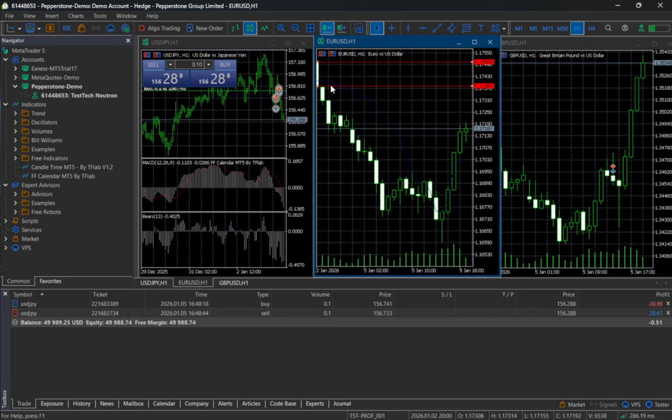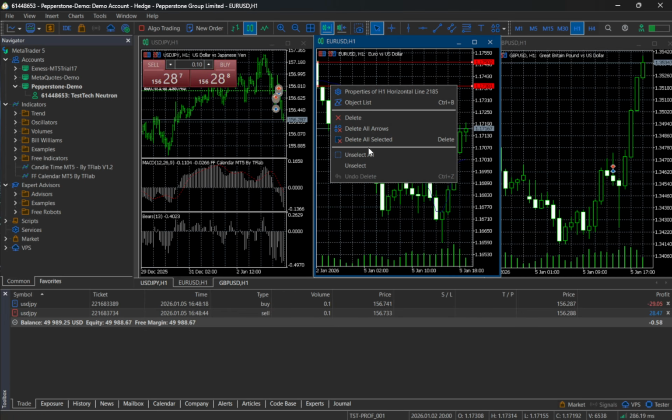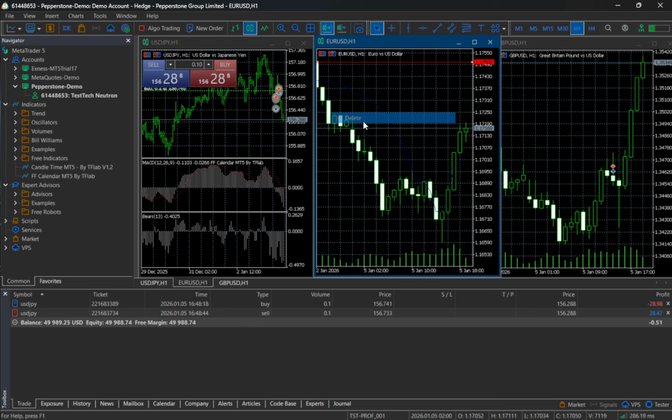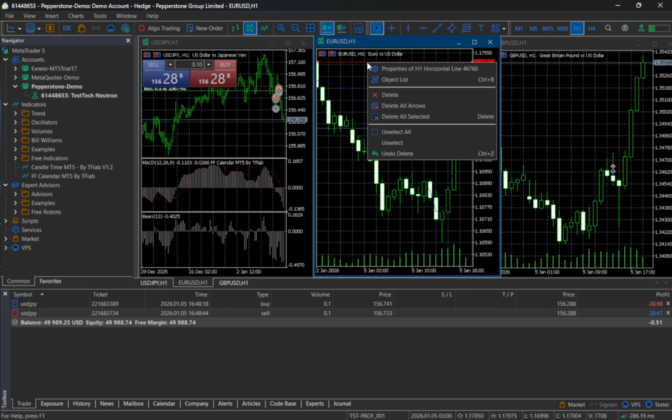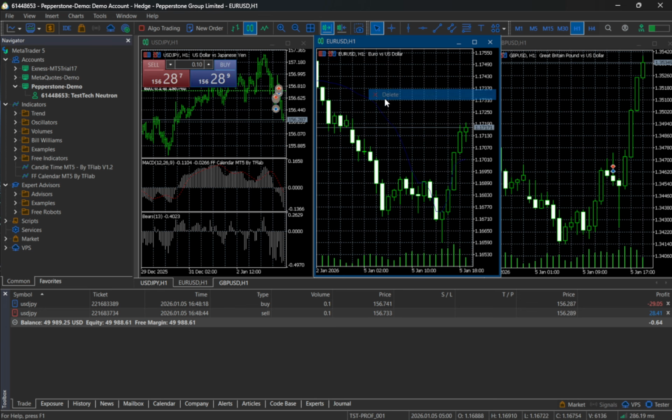Traders use these key zones to plan entries, exits, stop losses, and profit targets, so drawing them clearly and consistently is a core charting skill. Now let's do it manually in MT5.